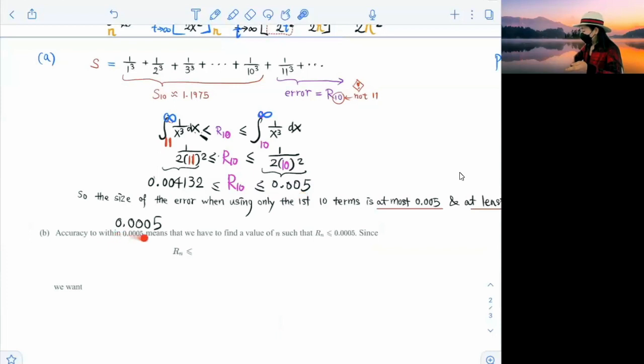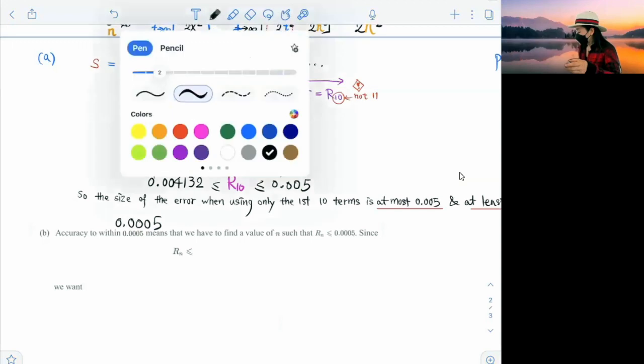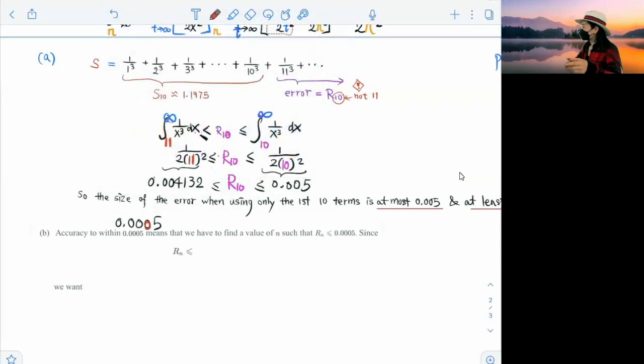So we have to get more terms. Instead of 10 terms, we need more terms. How many terms do you think we need? If we only have 10 terms, then the error is no more than 0.005. But we want to get one more zero here. Remember, this one here has one more zero. 100 terms? Okay, let's find out.